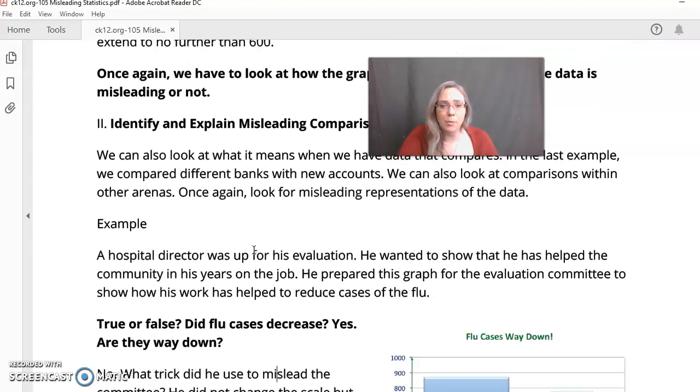Let's look for misleading representations. For example, a hospital director was up for his evaluation. He wanted to show that he had helped the community in his years on the job. He prepared this graph for the evaluation committee to show how well his work has helped to reduce cases of the flu. Does this feel a little bit relevant?